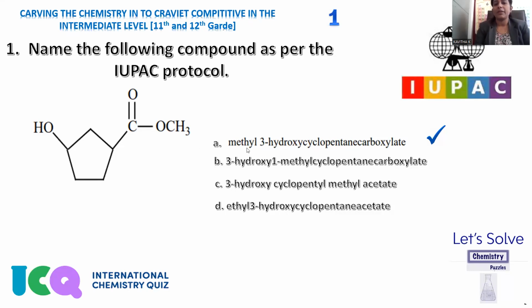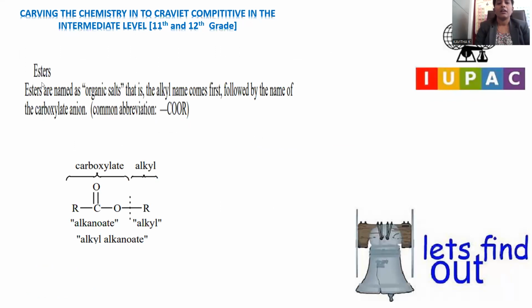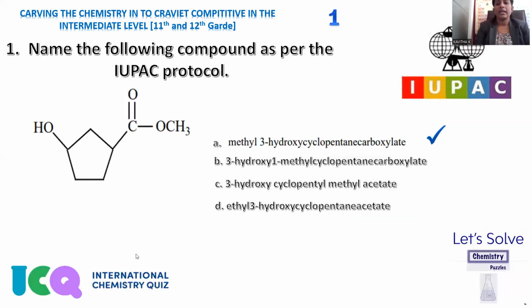The correct answer will be methyl 3-hydroxy cyclopentane carboxylate. This will be the correct answer. Let's see how we can justify this answer. If an ester functional group is present in the given organic compound, it can be mentioned as alkyl. This fragment can be designated as alkyl and the entire remaining part will be taken as alkanoate. Simply we can say alkyl alkanoate, right? So for an ester, we can pronounce it like this, alkyl alkanoate.